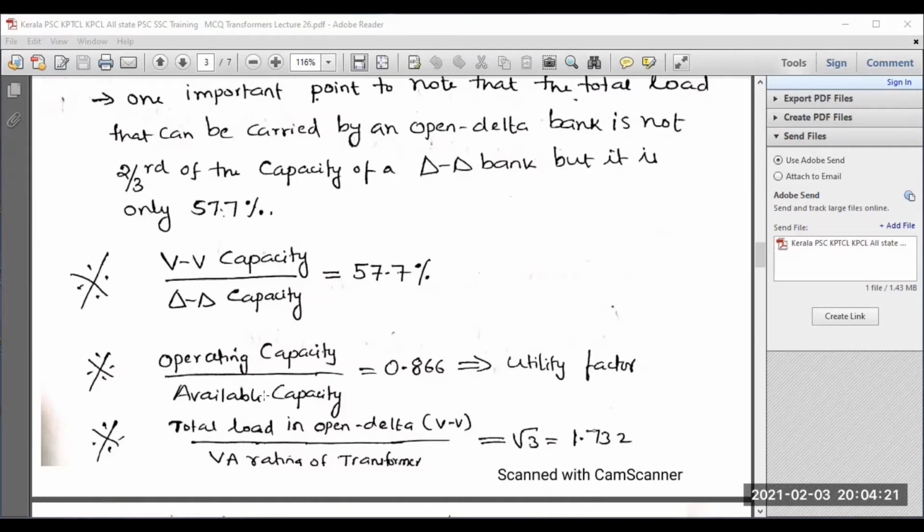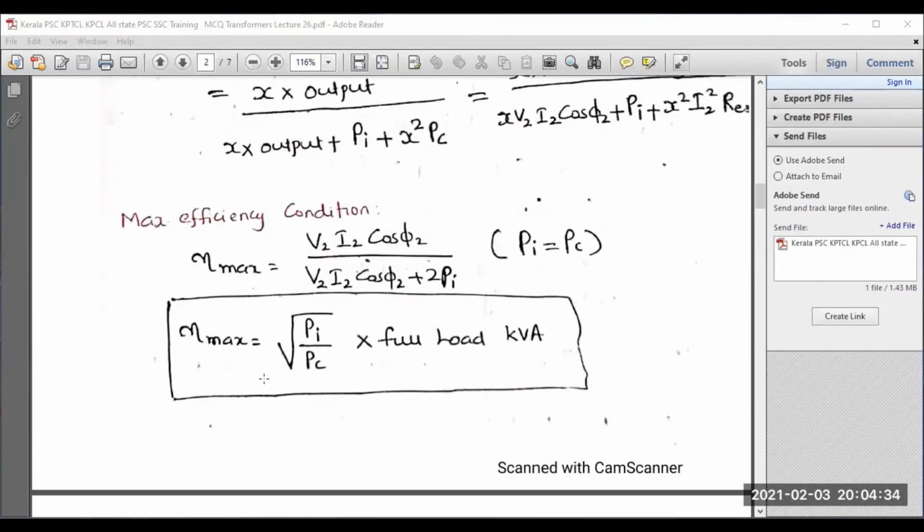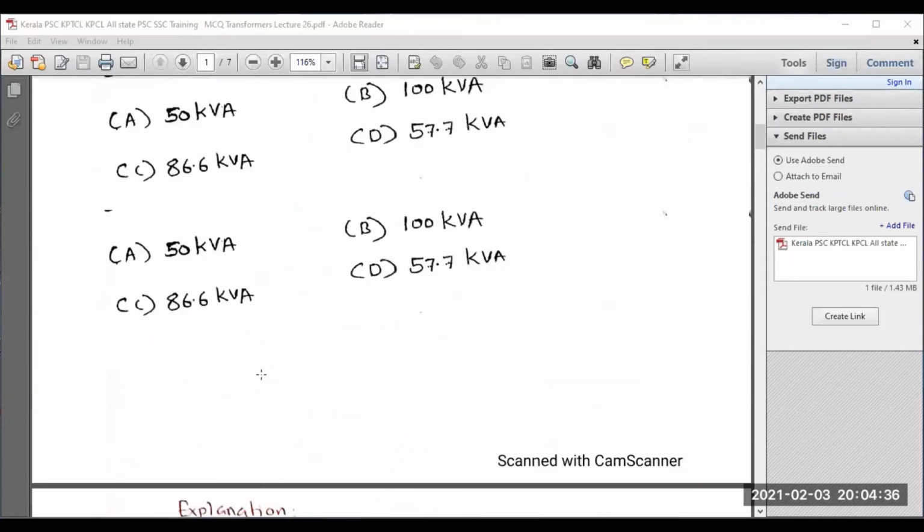Similarly, one more terminology you have to remember. Total load in open delta divided by the volt-ampere rating of the transformer is given by √3, which is nothing but 1.732. So these three things you have to remember. If you know this terminology, definitely you can answer the second question.